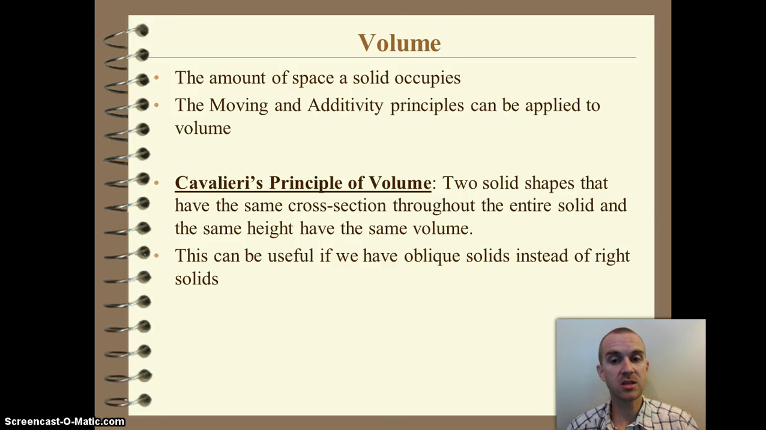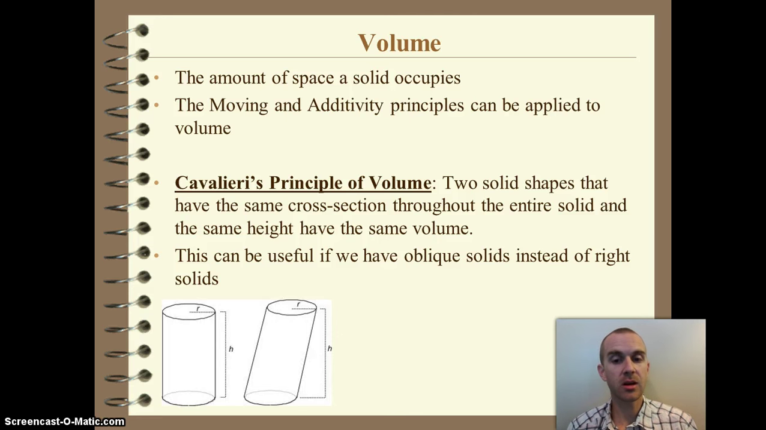have the same cross-section throughout the entire solid and they are the same height, then they have to have the same volume. Now, where does this become helpful? If we look at oblique solids, so non-right solids. For example, if I look at these two cylinders, if I take cross sections, like take a slice out of each of those cylinders, they're always going to have the same circle because they have the same radius. Even though this one is slanted, they also have the same height.